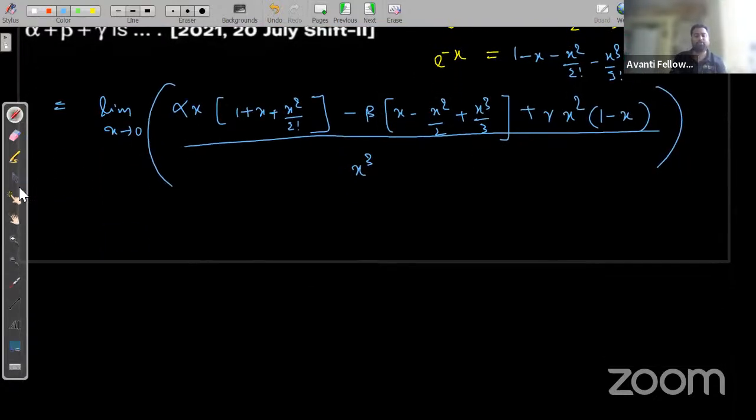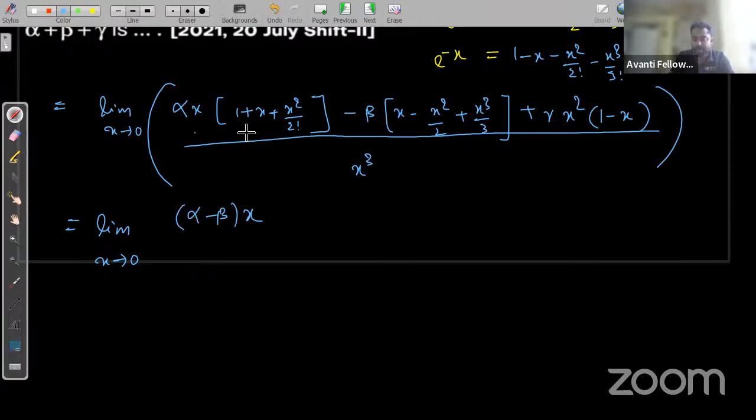Now try to differentiate coefficient wise, or variable wise. So first, limit x tending to 0, when I multiply alpha x with the first bracket, beta with the second bracket and gamma with the third bracket, what are the coefficients of x square you will get? So let's take first x. What is the coefficient of x you will get? So alpha x into minus beta x. So alpha minus beta into x we are getting.